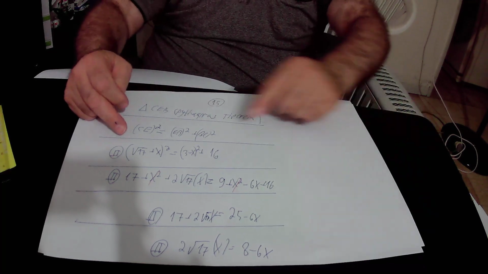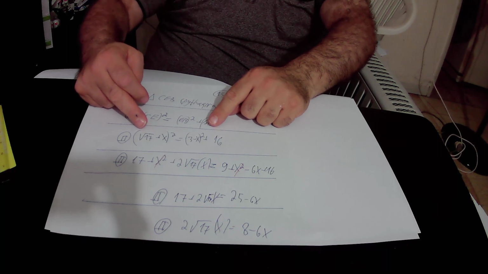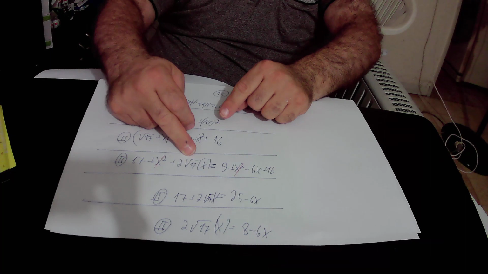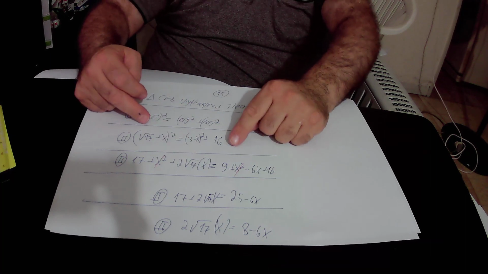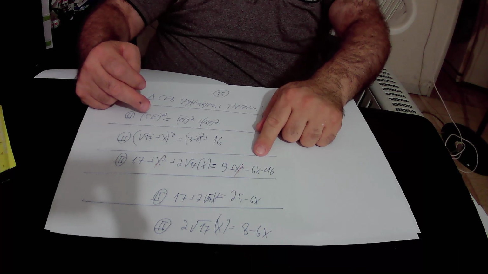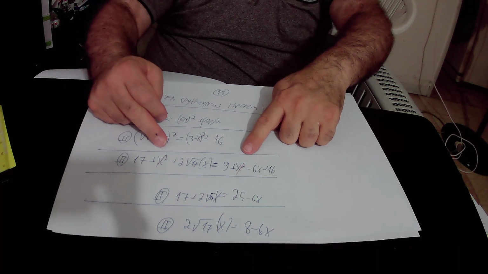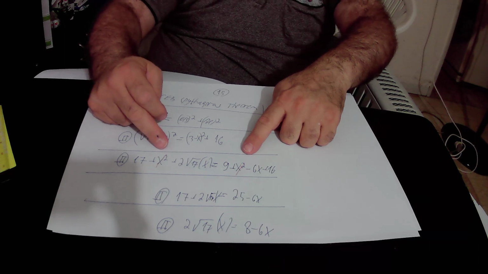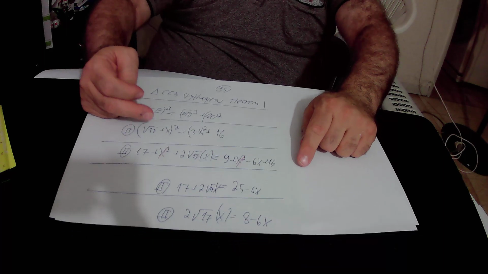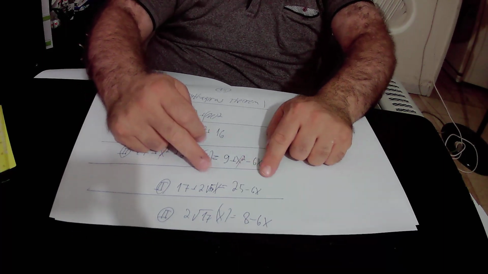We opened the brackets on both sides of equation number 2 and we got square root of 17 plus x squared equals 17 plus x squared plus 2 times square root of 17 x, and it equals 3 minus x squared. 3 minus x squared equals 9 plus x squared minus 6x plus 16. We have x squared on both sides of equation number 2, so x squared will get cancelled. 9 plus 16 is 25, so in conclusion we found out that 17 plus 2 times square root of 17 x equals 25 minus x.